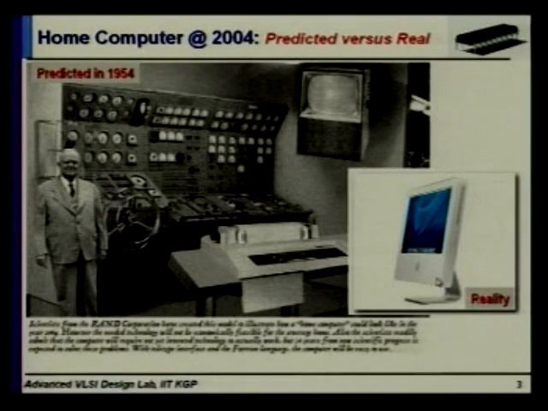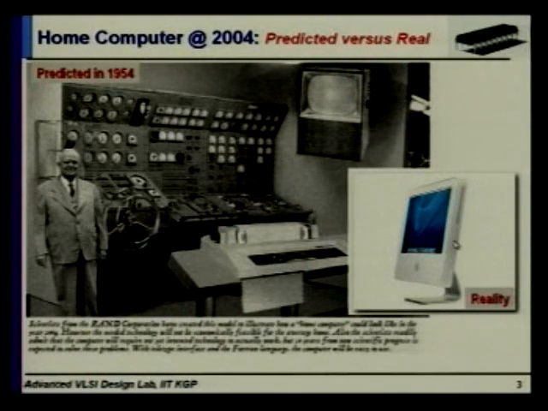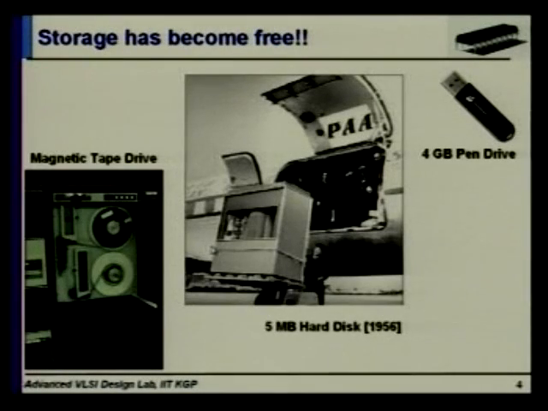So you don't have that box, the actual computer, anymore. It's all fitted inside behind this screen. So this is all that you have, and you have the keyboard and the mouse. This is what I mean by storage becoming free.